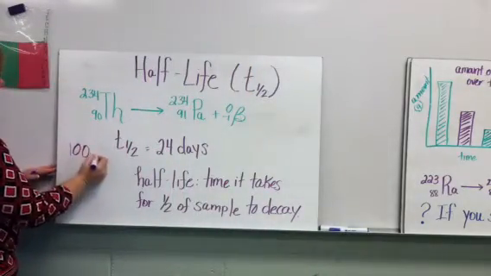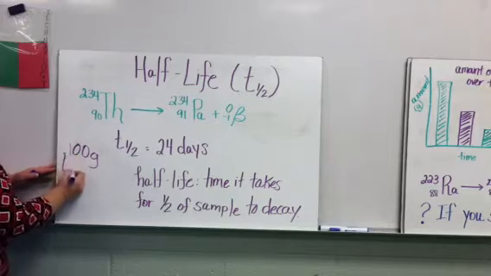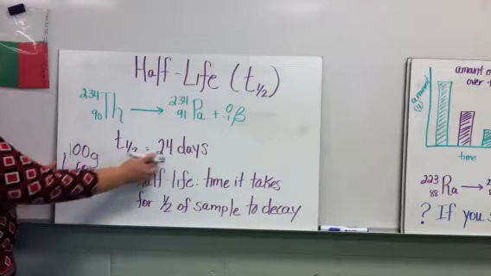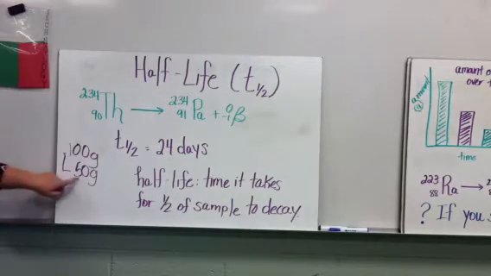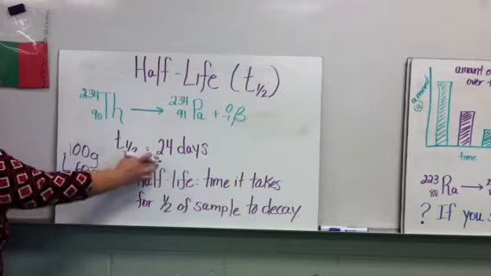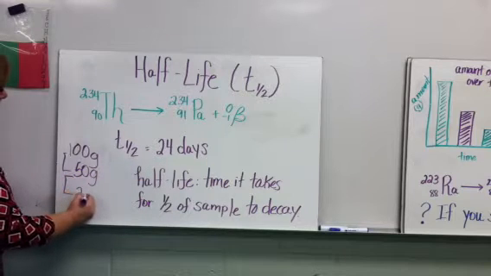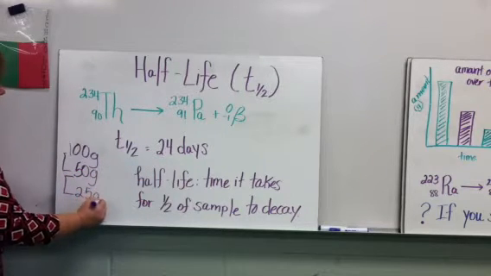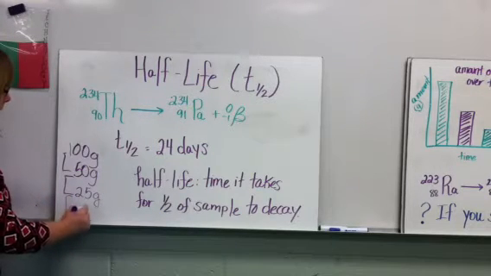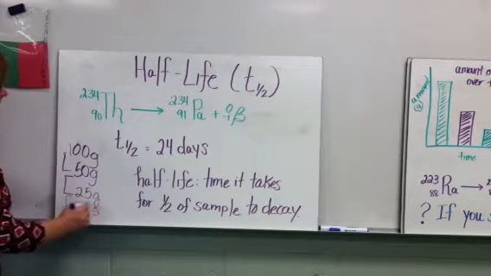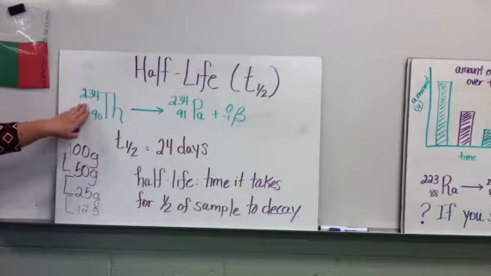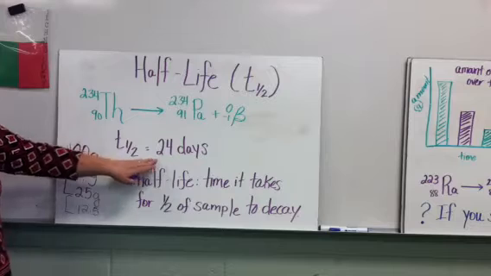If we start with 100 grams of the sample, after 24 days, we would have 50 grams of the sample. And then after another 24 days, we would have 25 grams. And after another 24 days, we would have 12.5 grams. So the half-life for thorium-234's decay is 24 days.